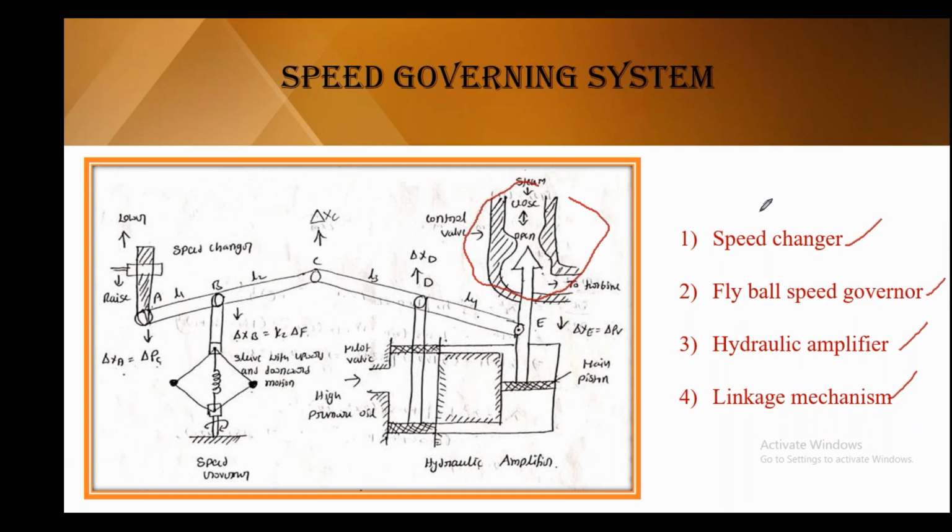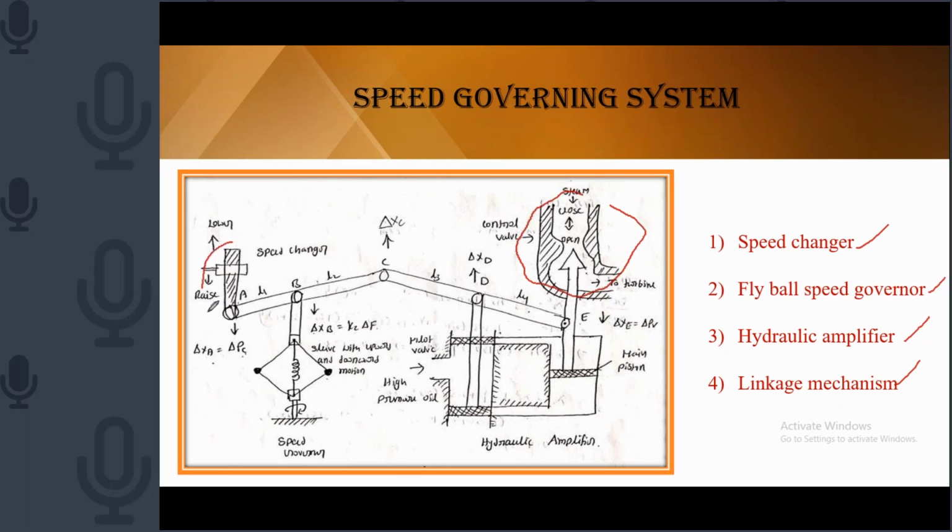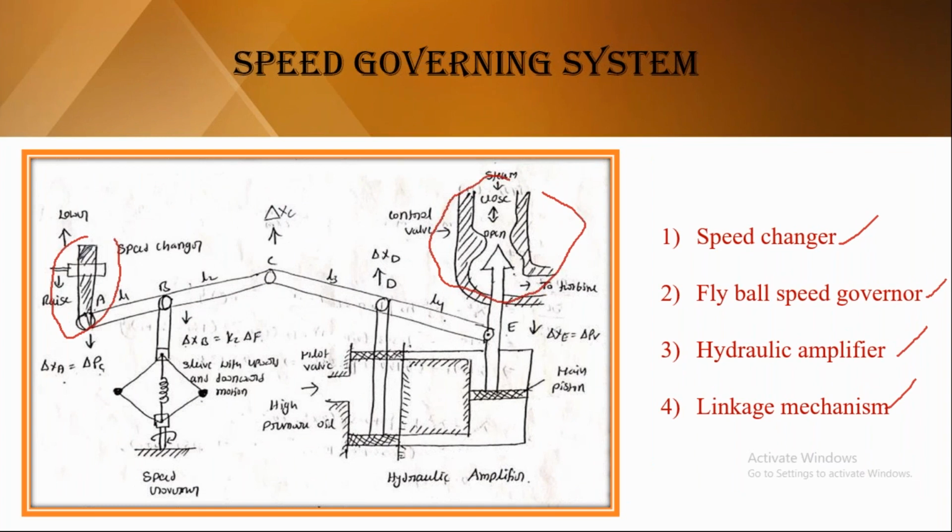Now if you see this, I will show you what devices are included in this diagram. This is called the speed changer, right? The speed changer we can move upwards or downwards based on our speed requirement. Suppose if we require more power, we have to lower it. So it is completely opposite to what we require. If we require more, we have to decrease this position. If we require less, we have to increase this position.